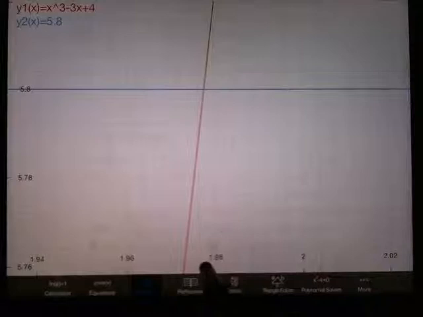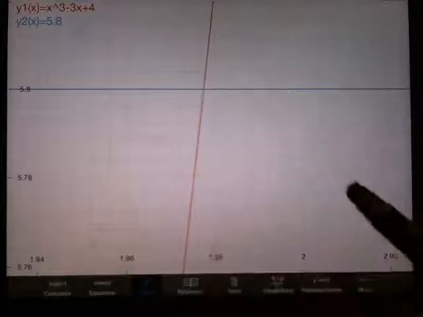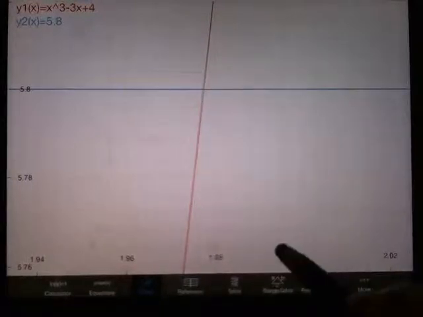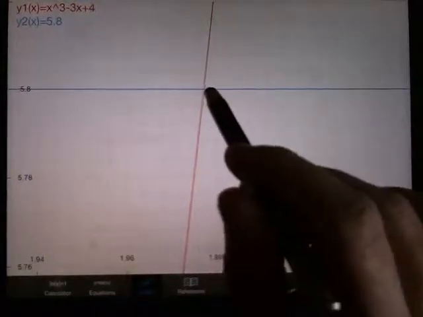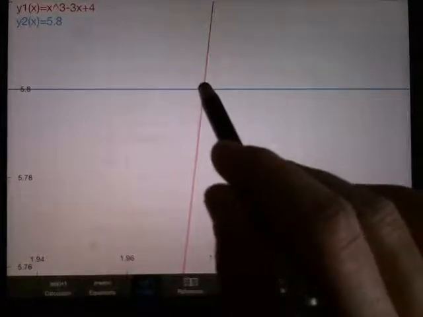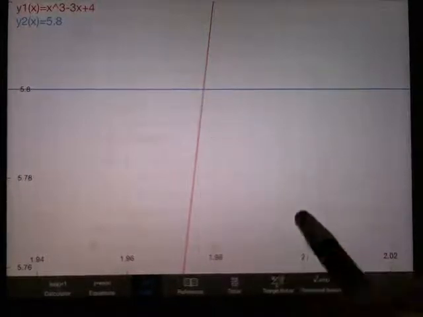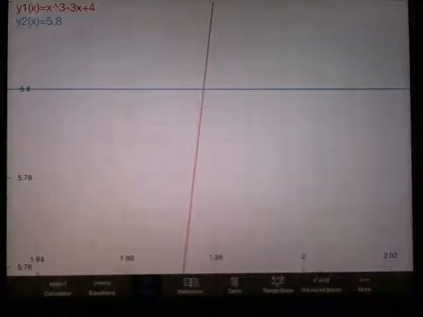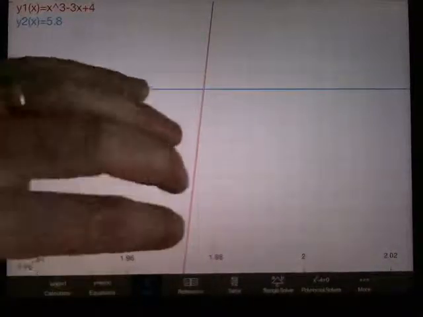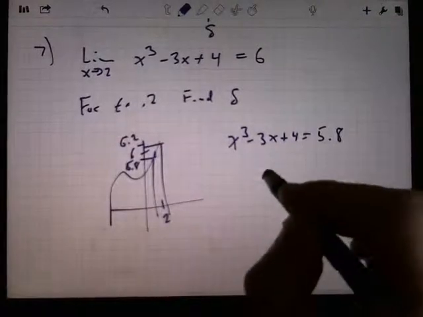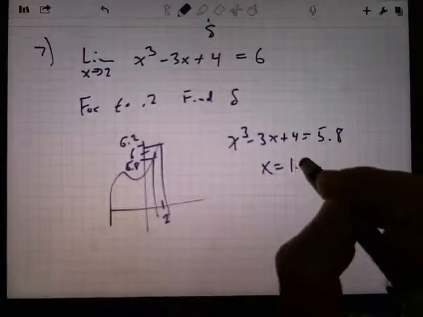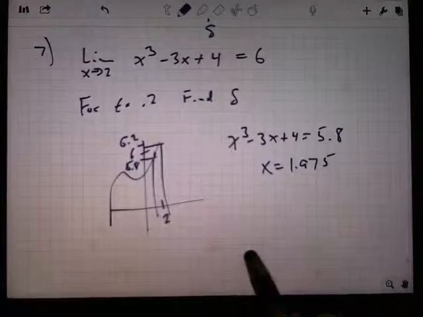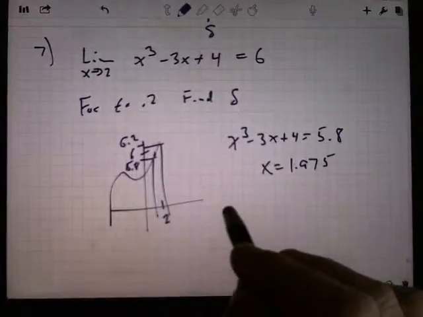So 0.97, maybe 0.975, something like that. I could zoom in and get a little better. If you've got your TI, you can probably just say where's the intersection of those two and let your calculator tell you exactly what it is. But what I'm seeing is that x value is about 1.975. So x equals 1.975.